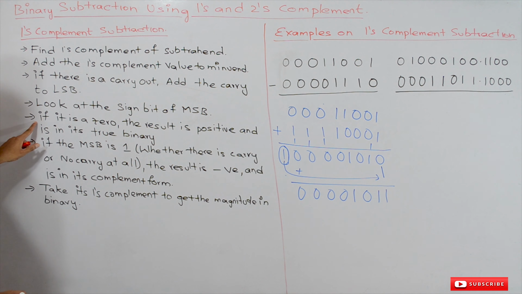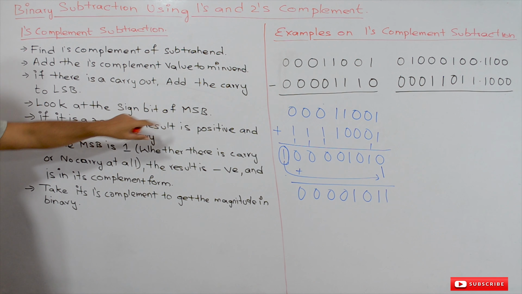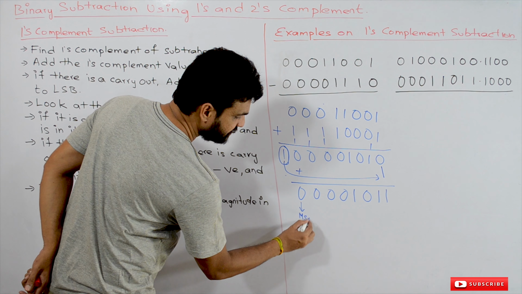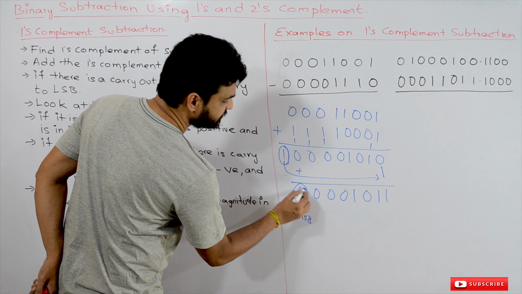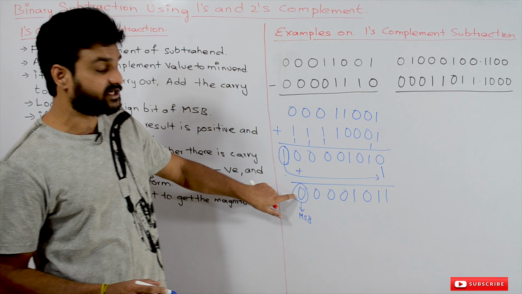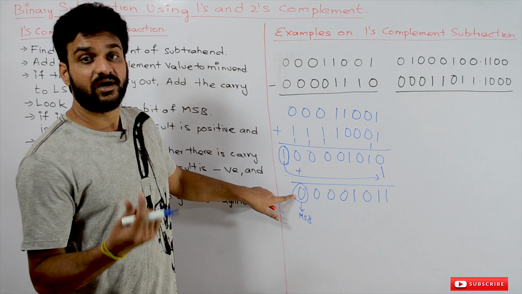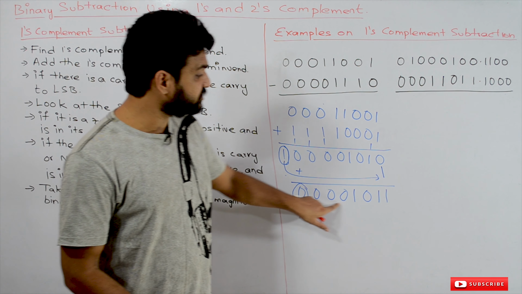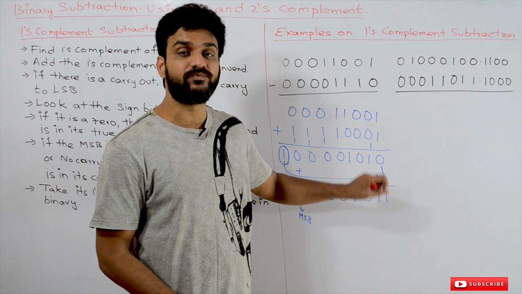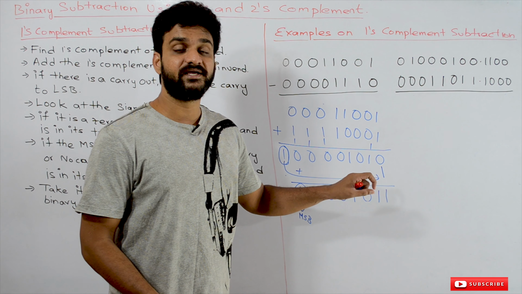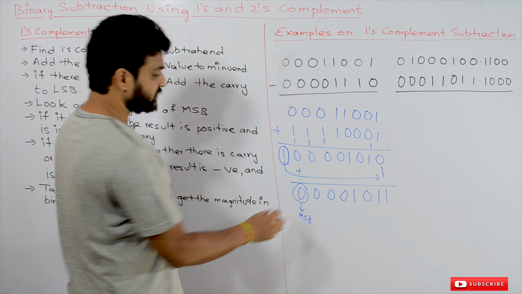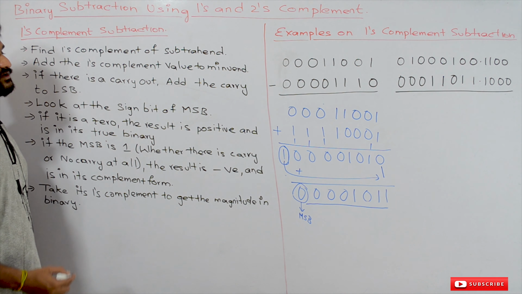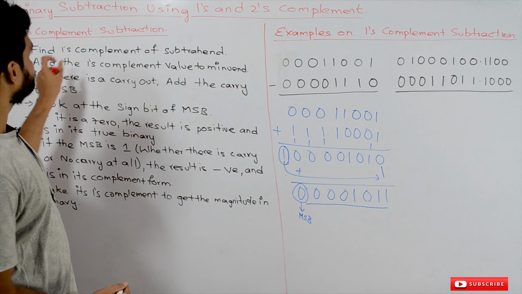Now look at the sign bit, the MSB. This is what we call the MSB, the most significant bit. What does this sign bit represent? We use the most significant bit as a sign bit. If the sign bit is 0, we consider that the magnitude of the number is in its true binary form and it is a positive number. So the result is a positive number. Okay, so this is how we can do the ones complement subtraction.